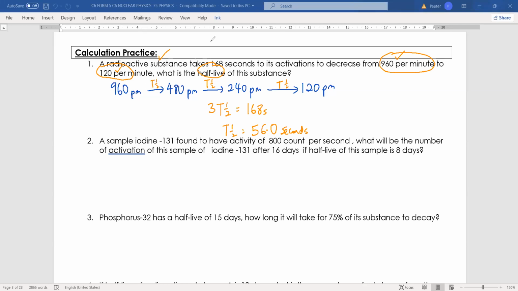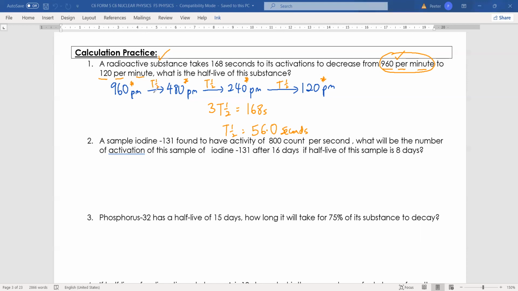Now, to find the half-life of a given substance, see what happens. The given substance shows an initial activity of 960 per minute, which dropped to 120 per minute. From 960, drop to 120. But it won't drop immediately. It will go through a decay series. From 960, it drops to 480. 480 drops to 240, because it goes through half of the initial amount. 480 half is 240, and 240 half is 120.